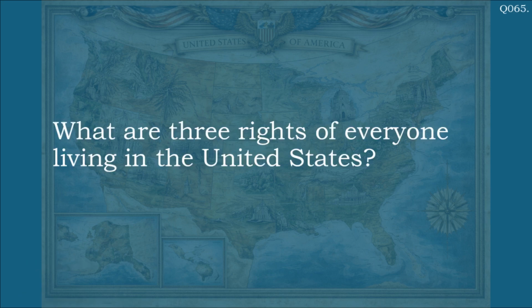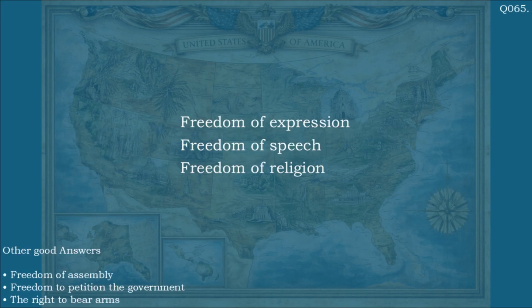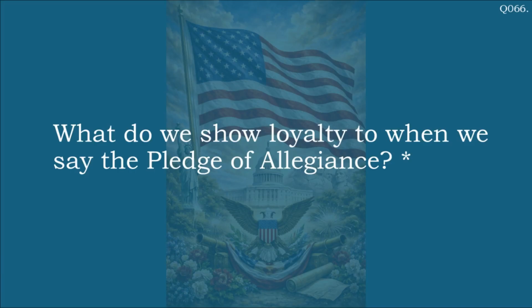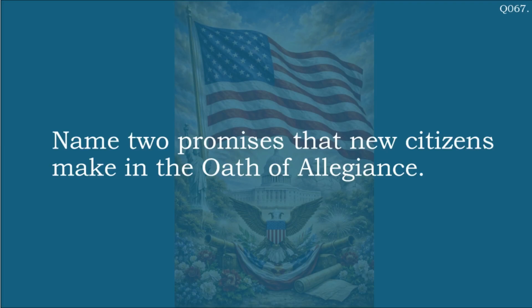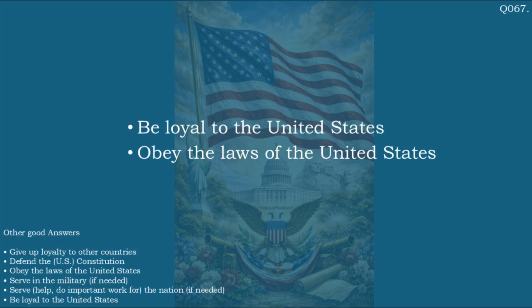What are 3 rights of everyone living in the United States? Freedom of expression, freedom of speech, and freedom of religion. What do we show loyalty to when we say the Pledge of Allegiance? The United States. Name 2 promises that new citizens make in the oath of allegiance. Be loyal to the United States and obey the laws of the United States.